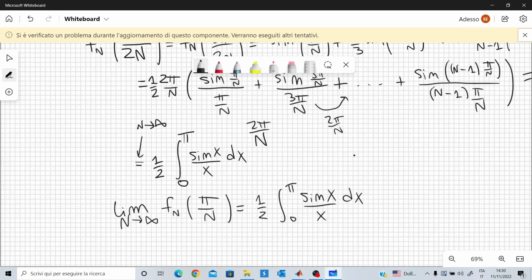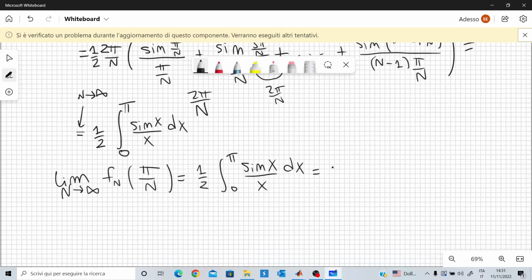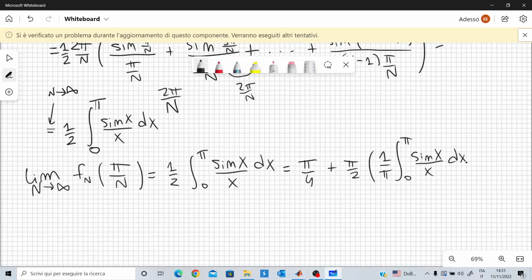Now, for convenience, this can be rewritten in this form: pi over 4 plus pi over 2 times 1 over pi integral from 0 to pi of sine of x dx over x. And then we also get minus 1 over 2. If you check, this equality is trivially satisfied. It is very basic math from here to here.